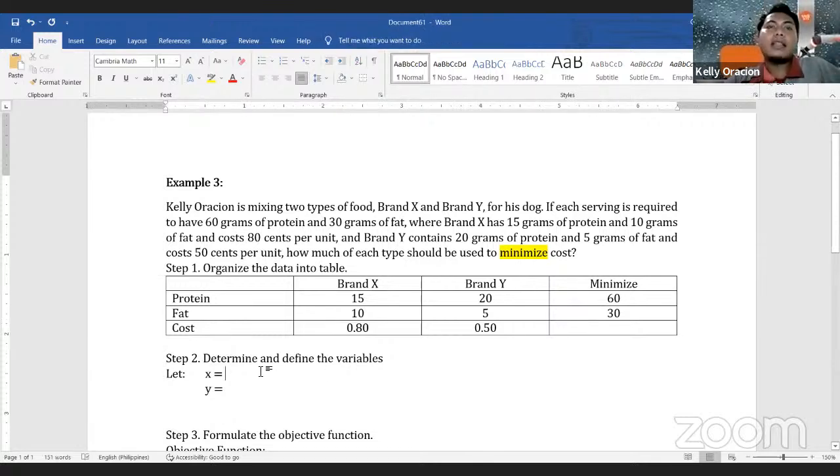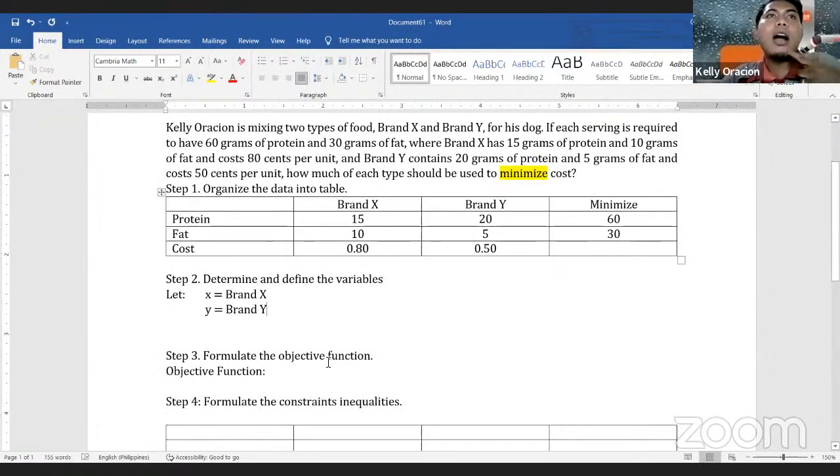Now, step 2. Let X be for brand X and Y for brand Y, so we can proceed directly. Again, X for brand X and Y for brand Y. Now, let's formulate the objective function. Our objective is to minimize the cost. Again, our objective is to minimize the cost.